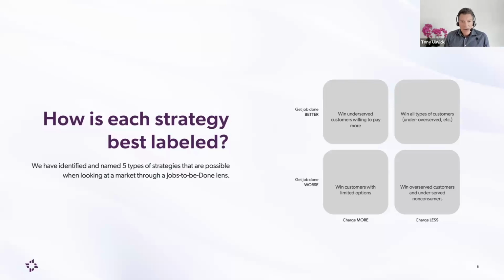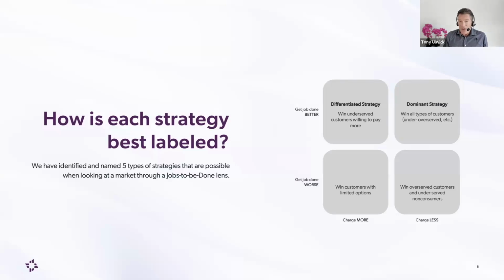When we think about how we should describe each of these strategies, we go back to theories that were laid out years ago. The very first one, winning underserved customers willing to pay more, we're going with the term the differentiated strategy. And this was made popular and introduced by Michael Porter back in the 1980s. And he didn't describe it as getting the job done better and charging more necessarily through a jobs-to-be-done lens. But in effect, that's the approach, right? Differentiated. We want to make sure we are adding value to the offering in ways that customers find very valuable. So we're going to call that differentiated strategy.